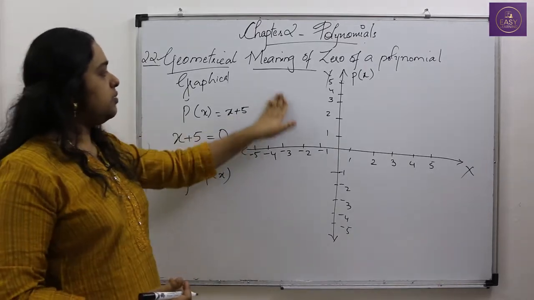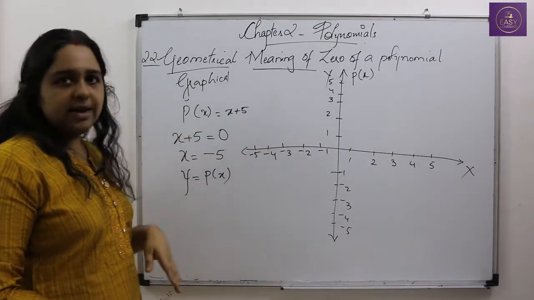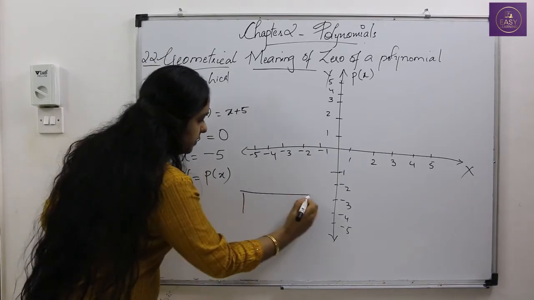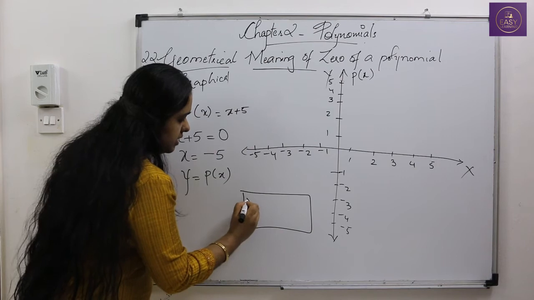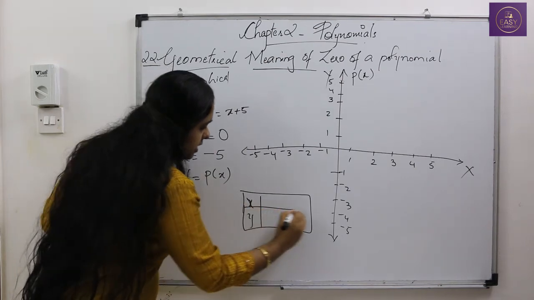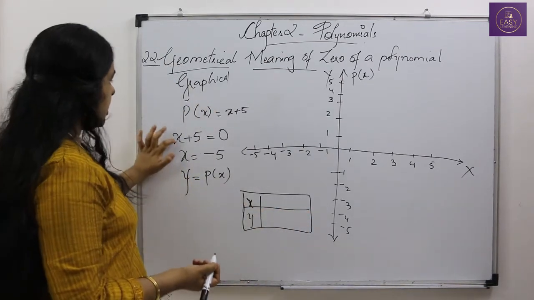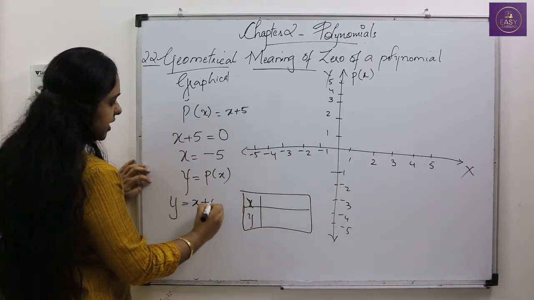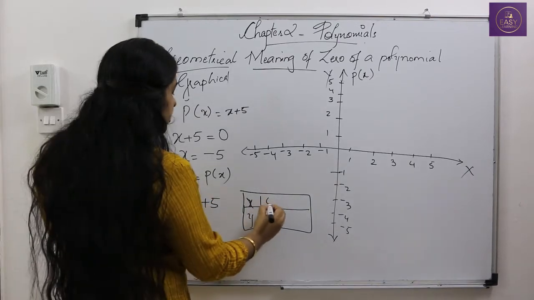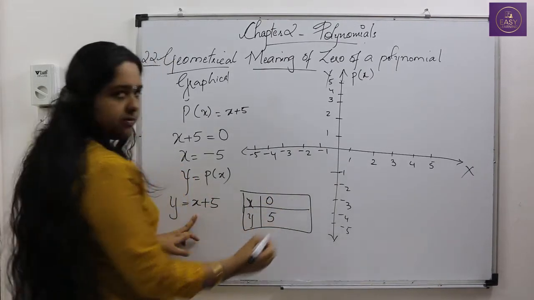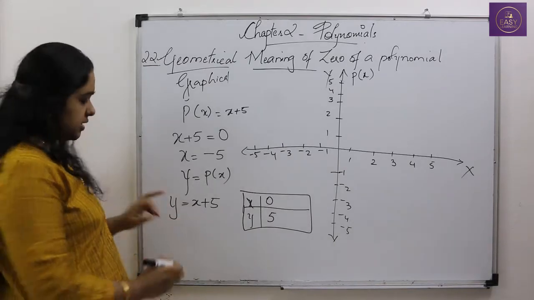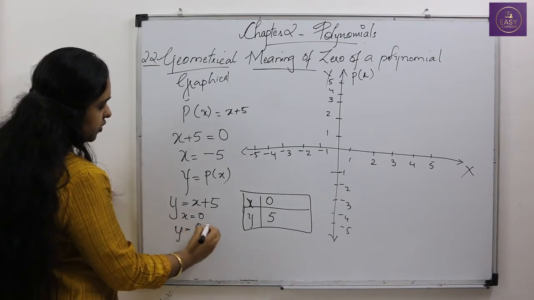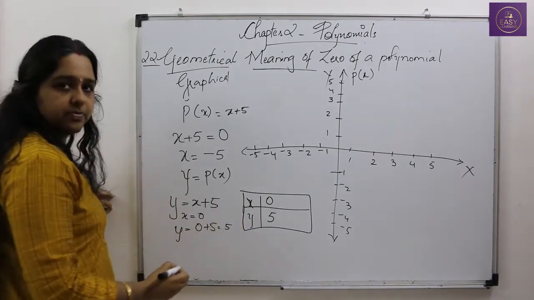To plot this graph, we need to get the values, right? So what will be the values? I'll write it here: x, y. When x equals 0, now our y equals x plus 5, right? When x equals 0, y will be 5. Just substitution: when x equals 0, y equals 0 plus 5 equals 5.